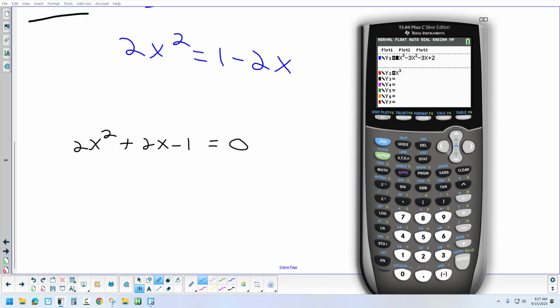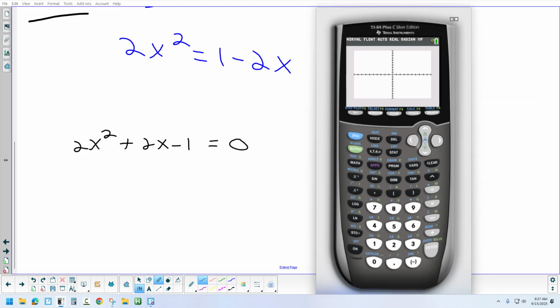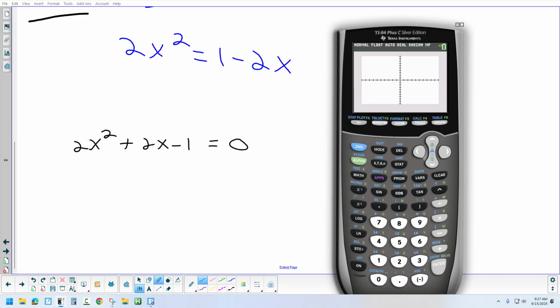Okay, so we're going to type that equation into y1. If you've got anything else, just clear it out. 2x squared plus 2x minus 1. We'll do zoom 6. And based on our graph, it looks like we are going to get 2 answers. Let's start with the one on the left.